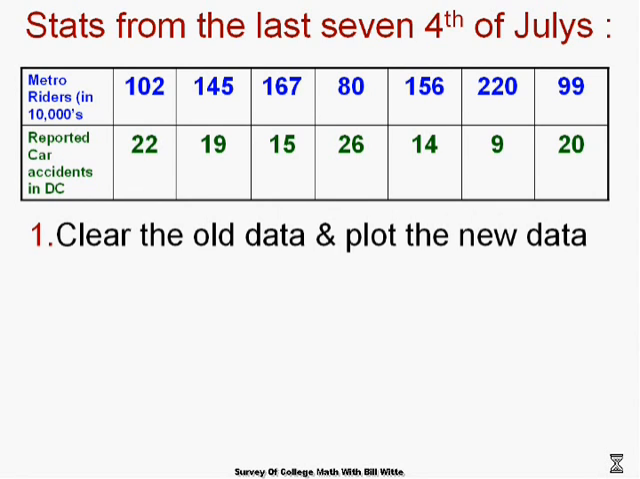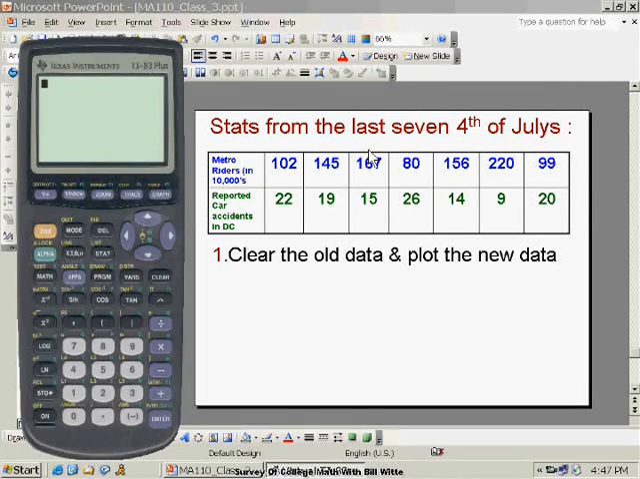Okay, well, it's your job. You've got to clear out that old data and plot the new data. So get moving. Get that old data out of there and put the new data in. Remember what you're going to use: the stat button and then the edit button. Okay, let's give it a go. If you can get the data in, the calculator, of course, will do the rest. It'll calculate your regression line.